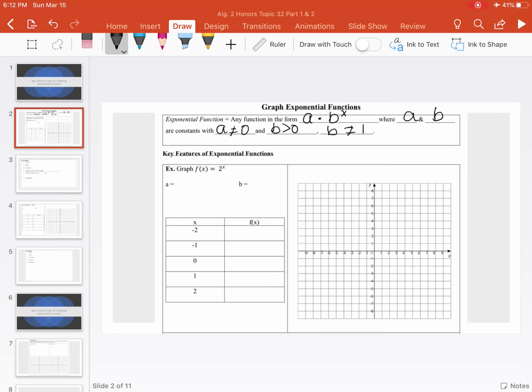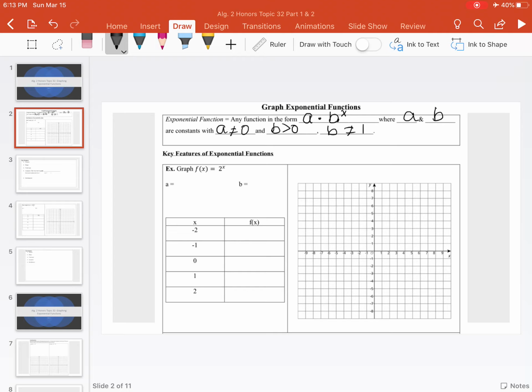A cannot equal 0, otherwise our entire function would be 0, and we just get y equals 0. So we just get a horizontal line. B is going to be greater than 0, so we're not dealing with any negative numbers here. And b can also not equal 1, because if we have a number raised to an exponent, and that number is 1, the entire thing will just be y equals a, or y equals a times 1.